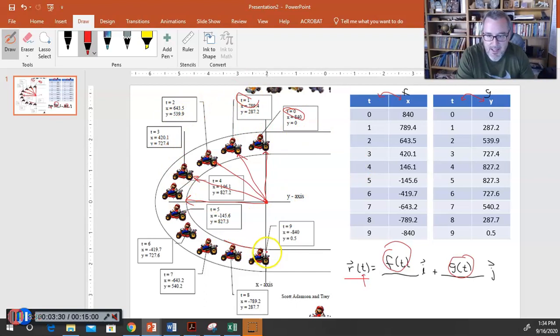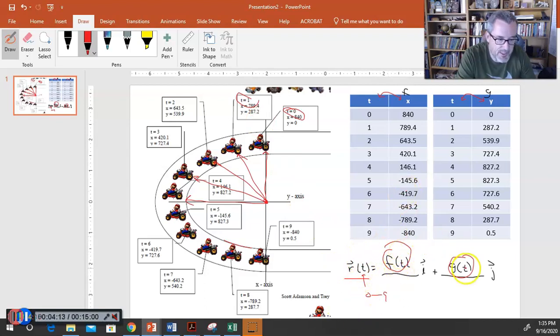We pretended in the project there was some kind of a video taken, and we were able to advance the video frame by frame by frame, and each of these was a location of Mario every 1 second as we advanced the frame. All right, so our job now is to come up with this formula, this function that says as t increases from 0 to 9, when t is 0, we want to output this vector such that x is 840 and y is 0. When t is 1, we want this thing to output the vector such that x is 789 and y is 287, etc.